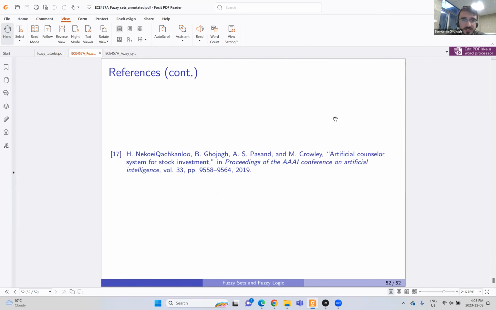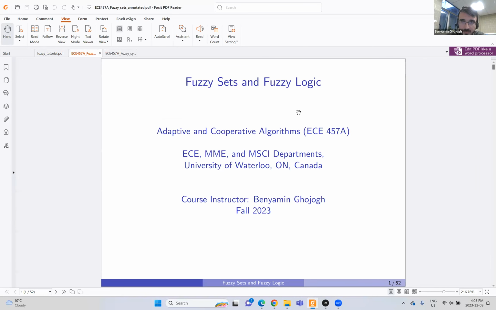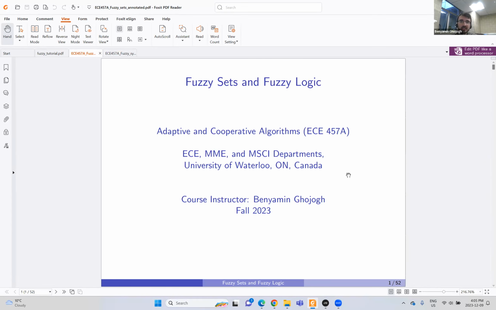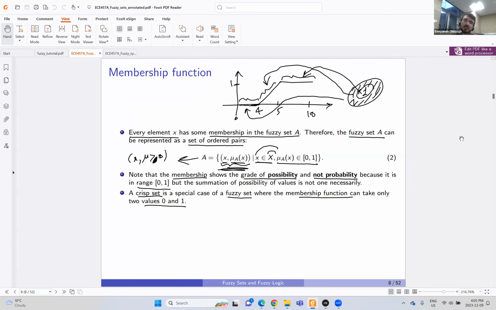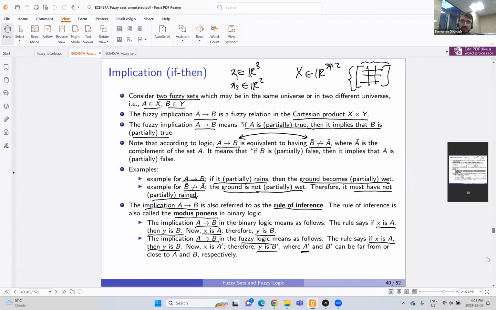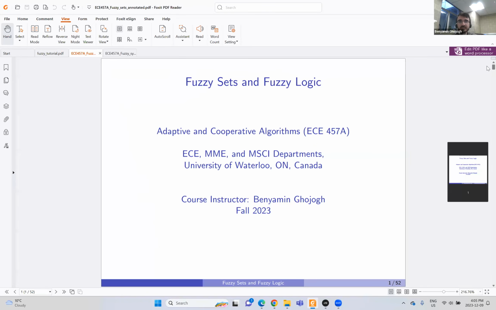For fuzzy sets and fuzzy logic, I think it's straightforward. I have also provided various examples. So please study that, and I think there is no need to give more examples in the tutorial for this slide deck, because I think it has already enough examples, and it's straightforward.